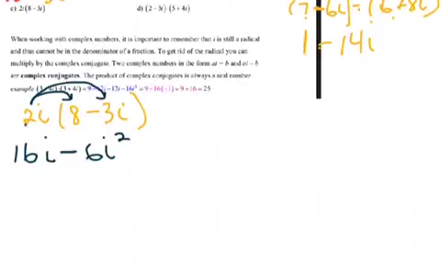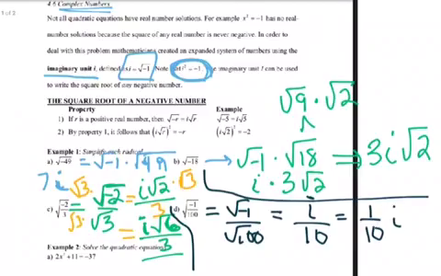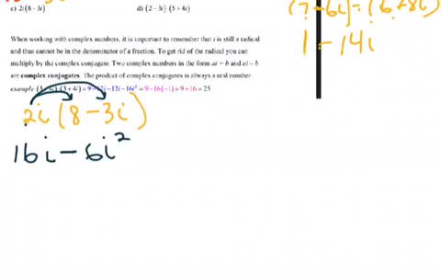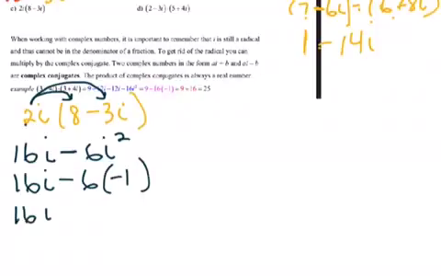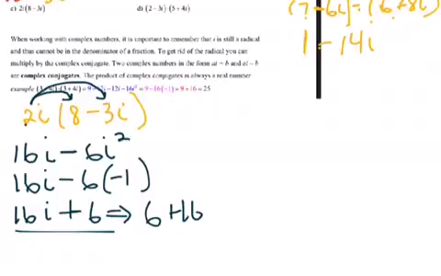Now if you remember back, where is it? Here, we said that i squared is equal to negative 1. So you have 16i minus 6 times negative 1. So that's 16i plus 6. And we can reorder it so it looks like we're used to: 6 plus 16i.